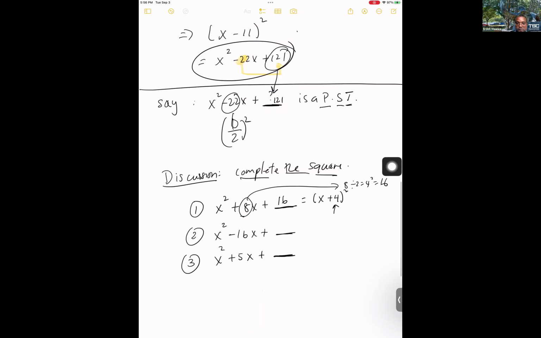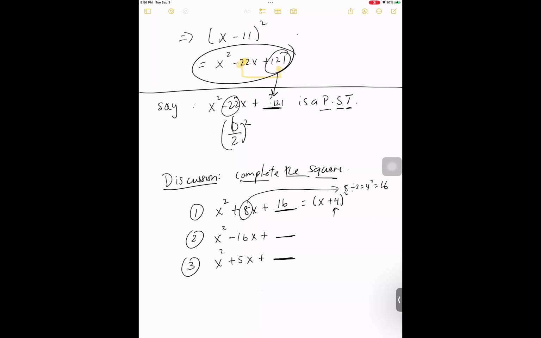Someone else help me with number 2? 64. 64 is correct. Do you want to take a chance at what is going to be the binomial?